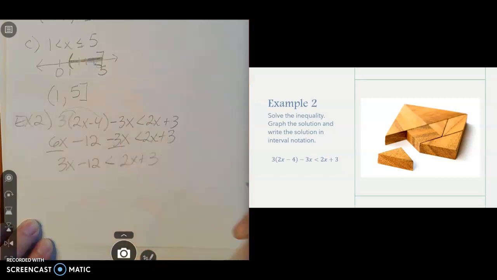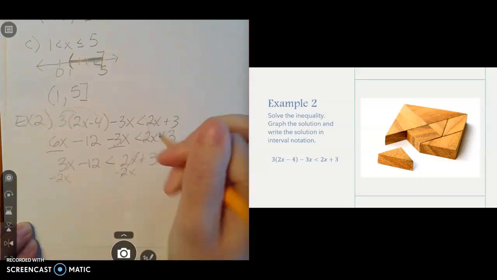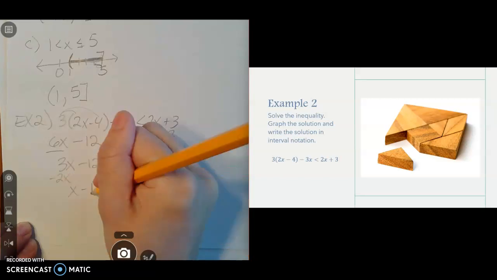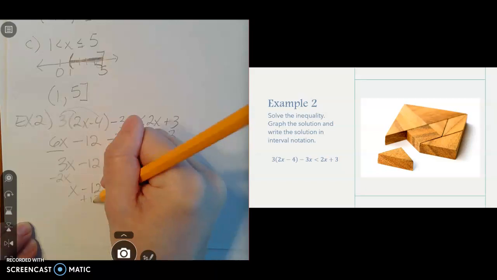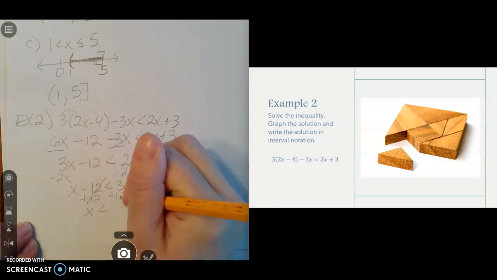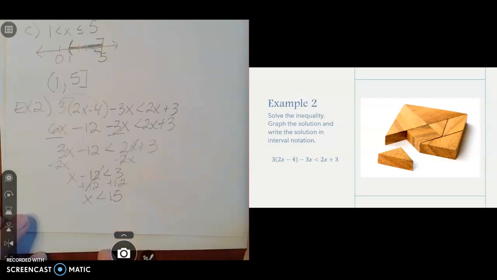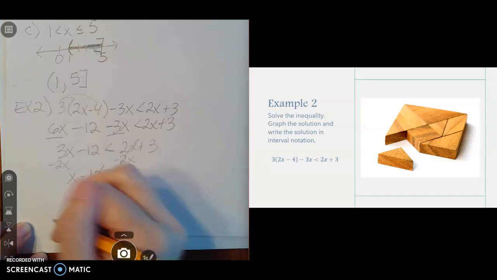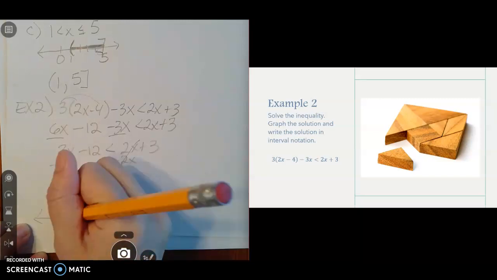And just like in an equation, well, I like to get the x's together. So I'm going to subtract 2x from both sides. So now I'll have x minus 12 is less than 3. And then to get the x by itself, I'll add 12 to both sides. So now I have x is less than 15. Okay? So now that I have my solution, x is less than 15, I'll graph it and write my answer in interval notation. So my graph, here's 0, I'm just going to go by 5s.